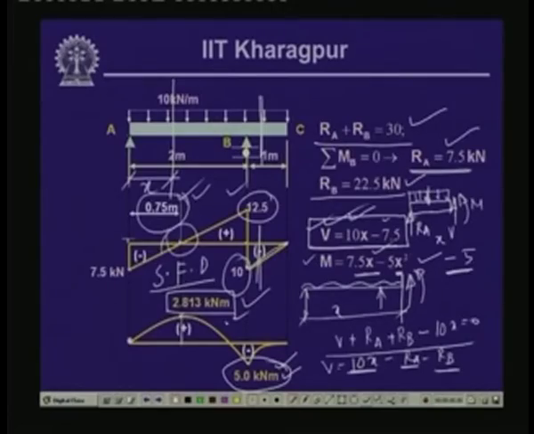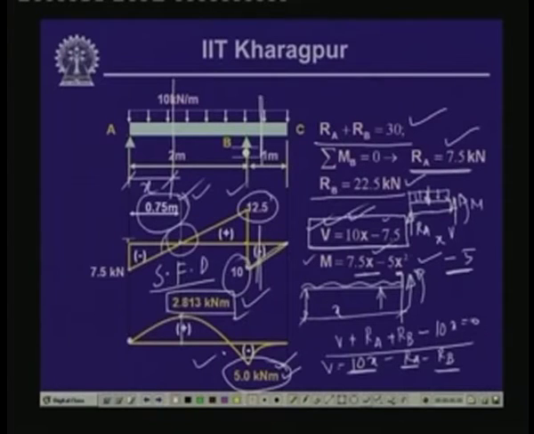So, in a beam, as we have discussed earlier, you can get maximum values at different points, but if we are interested in the maximum possible value, whether negative or positive, the maximum bending moment occurring in this particular beam is 5 kilonewton meter. And the maximum positive bending moment is 2.813 kilonewton meter. So, this is the variation of the bending moment and this is the variation of the shear force.